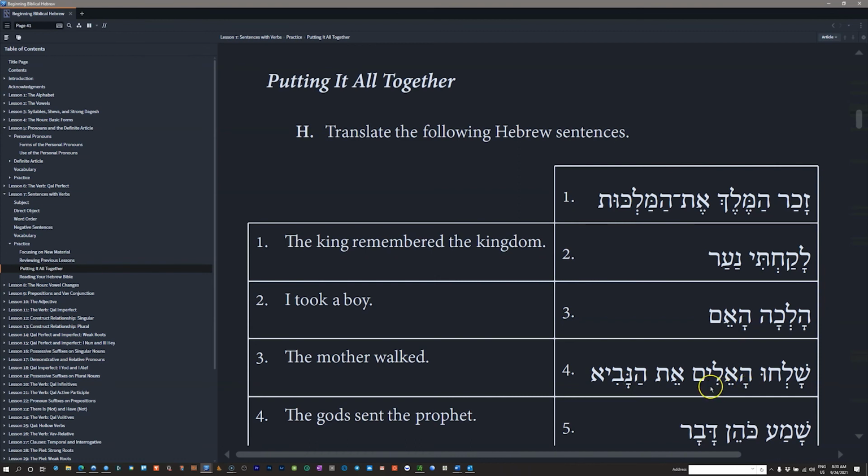So when we put the gods after the verb, we're saying that the gods is the direct object, but it's not the direct object in Hebrew. So we can't put it after the verb. We have to put it before the verb.